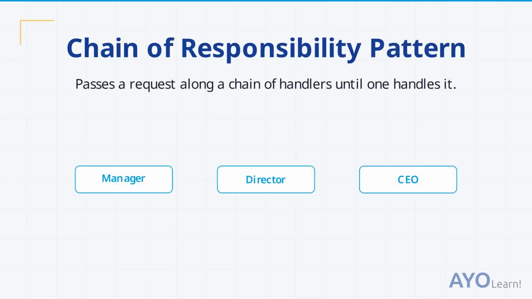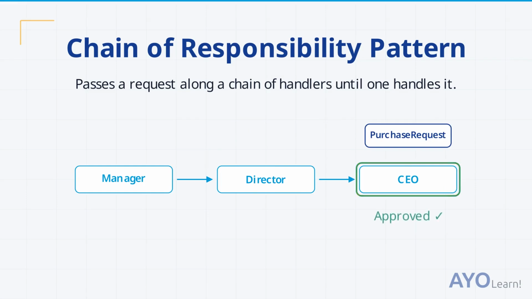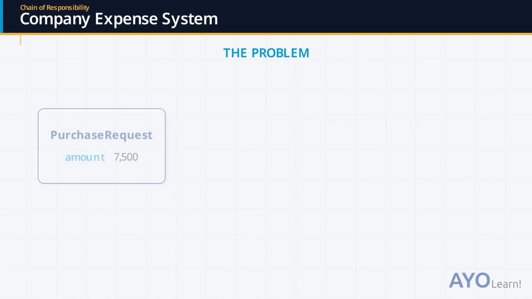The chain of responsibility pattern passes a request along a chain of handlers until one handles it. A purchase request travels through manager, director, and CEO until someone approves it. Picture a company expense system in Java.